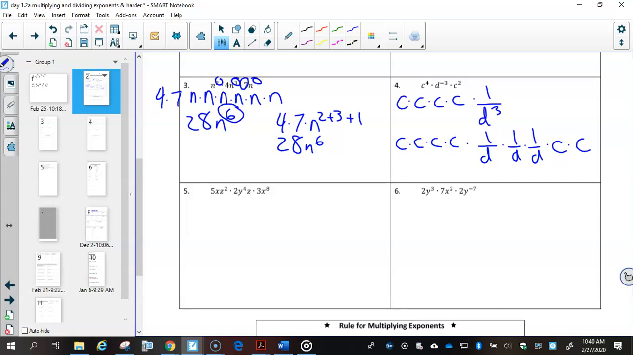Let me ask this. Can we combine our c's and our d's? No. So let's do it one at a time. Let's combine the c's. How many do we have? 6. So that would be c to the 6th power. We know this is the same thing as 1 over d to the 3rd power. Can I combine these fractions?